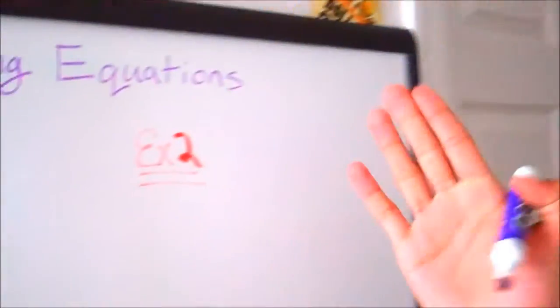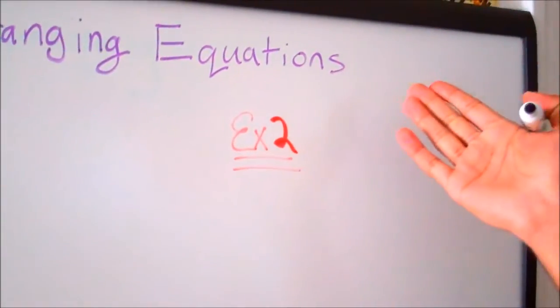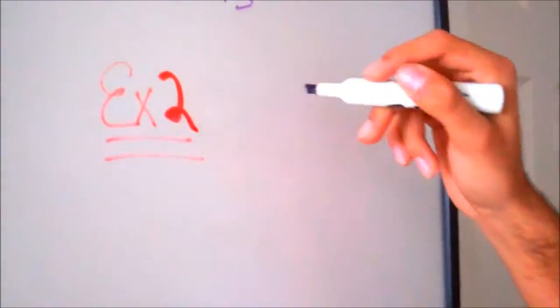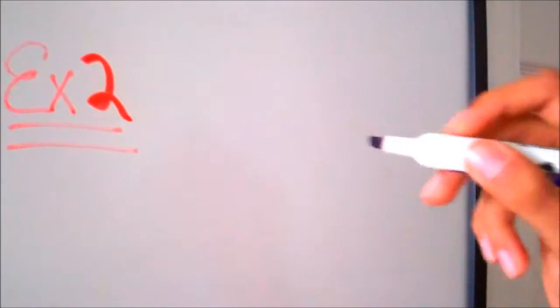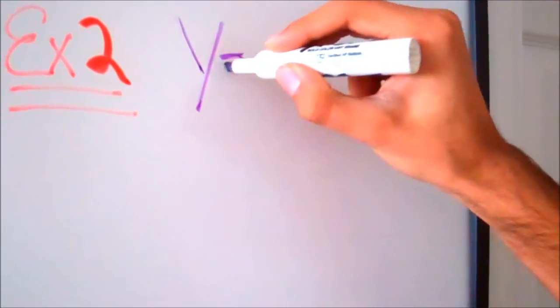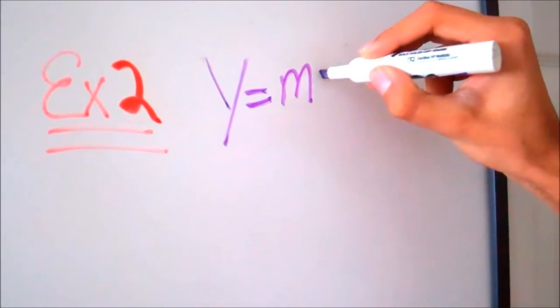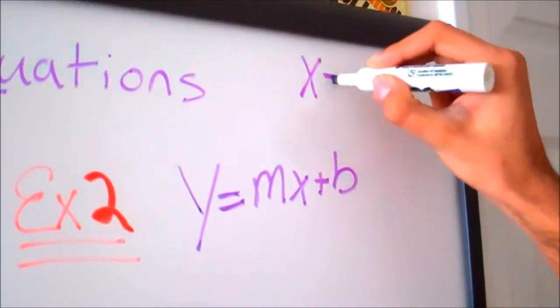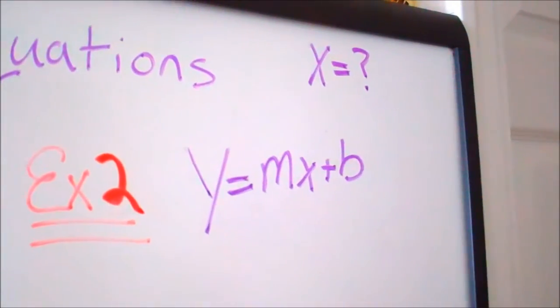Hello and welcome to example number 2 of rearranging equations. For our second example, we will do some multiplication and division. So, we will start off with the equation y equals mx plus b and isolate for the variable x.